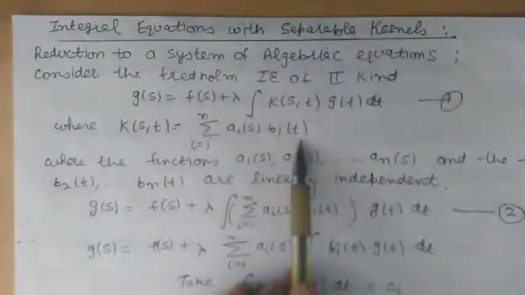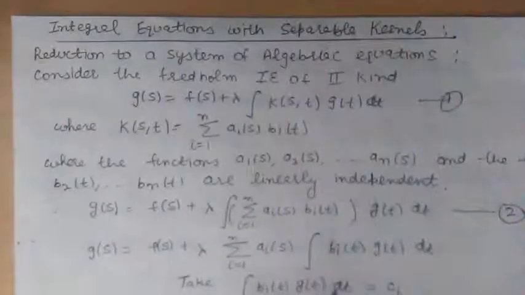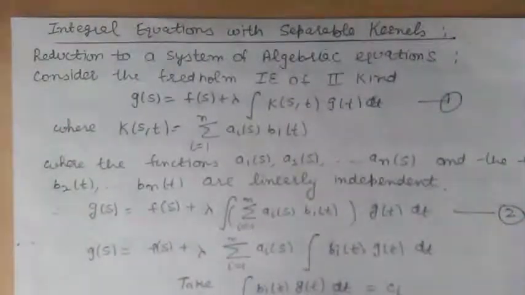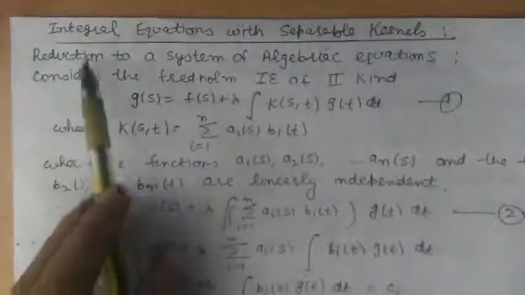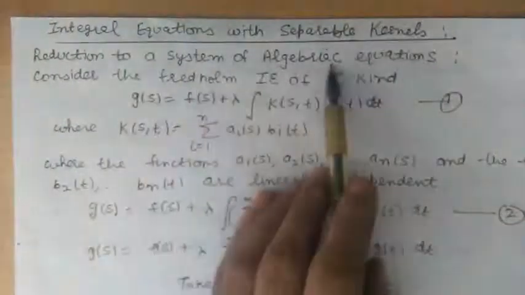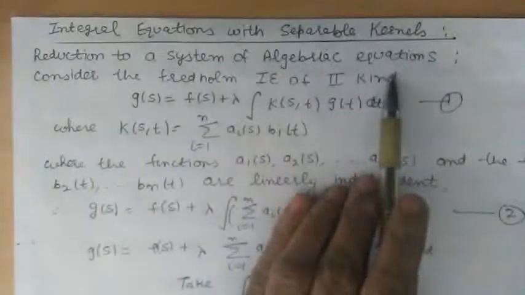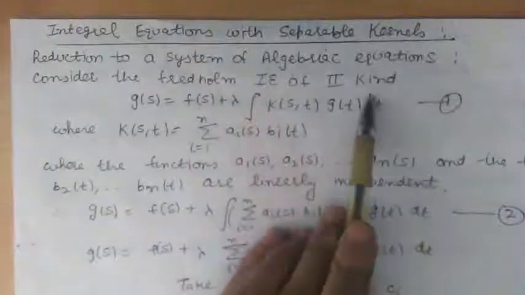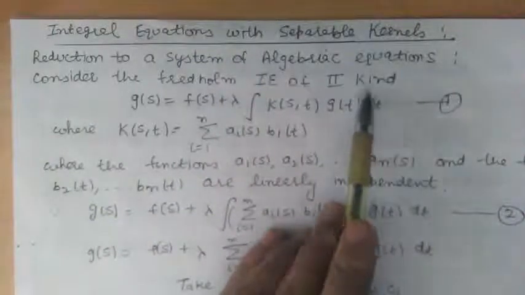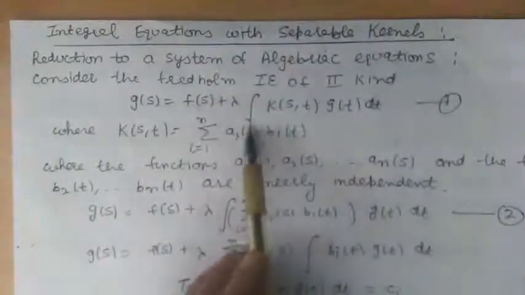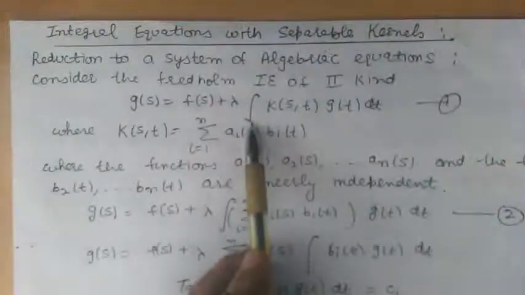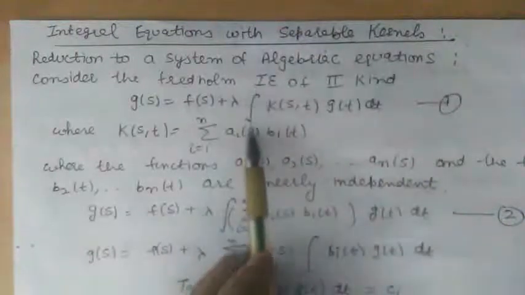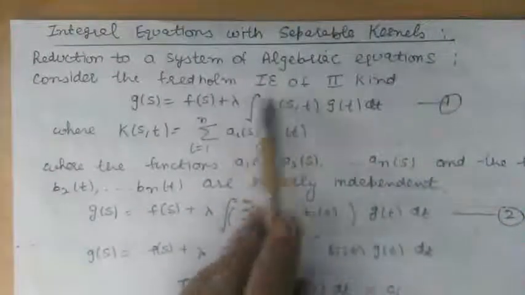So we will discuss the method to solve a Fredholm integral equation of second kind by using an algebraic method. So the topic is reduction to a system of algebraic equations. In this topic we are given a Fredholm integral equation of second kind in which the upper and lower limits of integration are constants. Here, for our convenience, we have omitted the upper and lower limits in the notation.